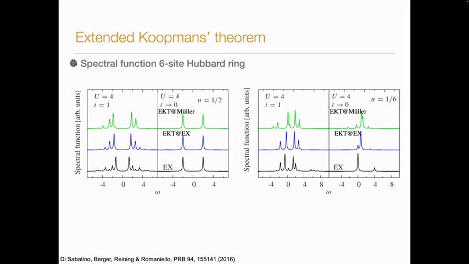Then if we go away from half filling on the right-hand side, also it doesn't work so bad, but at t = 0, you see some band gap appearing where there should not be band gaps, which suggests that in metals, the EKT might open an artificial gap. Okay, so we will see this later with the homogeneous electron gas.